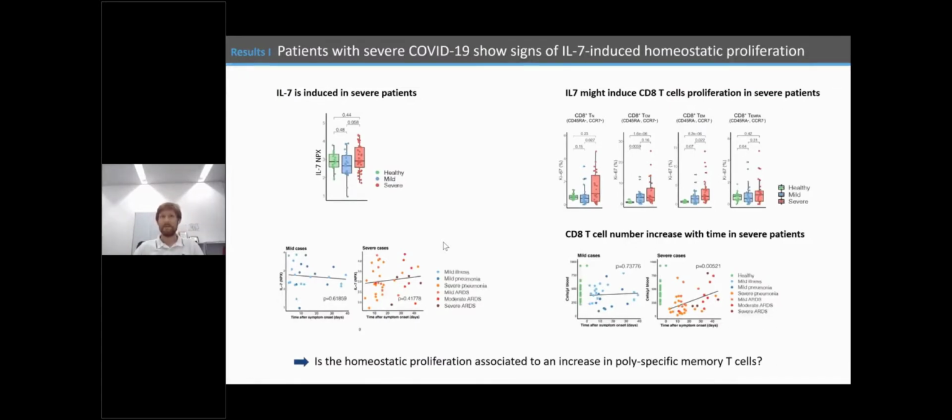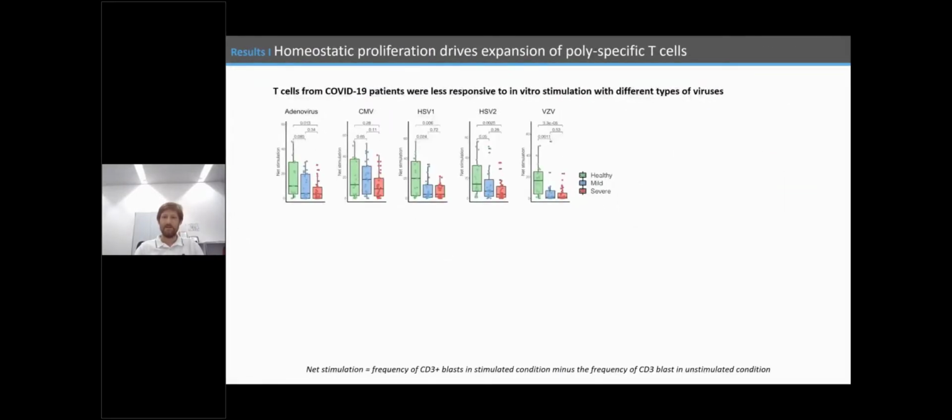At this point, we were wondering whether this homeostatic proliferation is associated with an increase in polyspecific memory T cells that might be produced by this IL-7 induced proliferation. So we first checked the T cells from the COVID-19 patients, how well they were responsive on the level of blast formation to in vitro stimulation with different types of viruses, shown here. And I think it's extremely obvious that the T cells from the patients that had severe disease showed a much lower blast formation upon stimulation than what you can see in the healthy controls, and also in patients that only had a mild form of the disease.